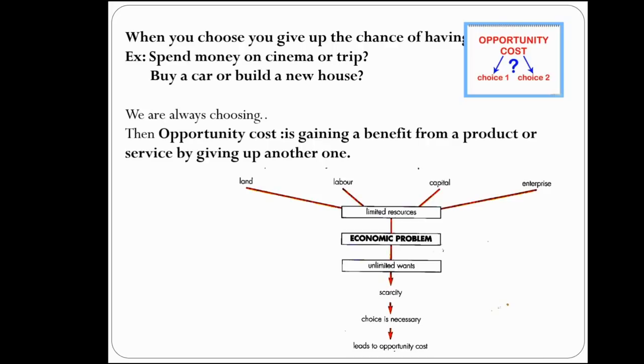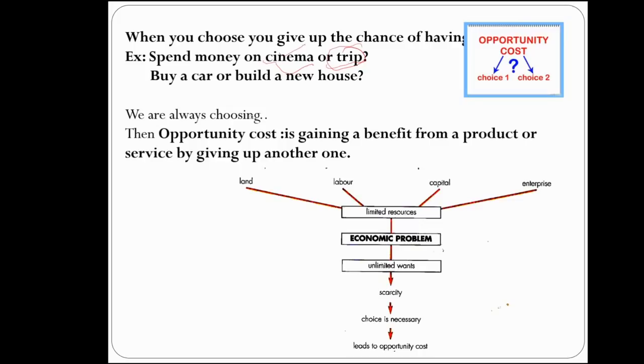Now you have two choices, right? If you choose one of them, the other will be your next best alternative, right? For example, if I spend money on cinema or a trip, if I choose cinema, then the trip will be the next best alternative, which is given up by choosing the other. If I choose to buy a car or build a new house, and I choose to buy a car, then building a new house will be my next best option.